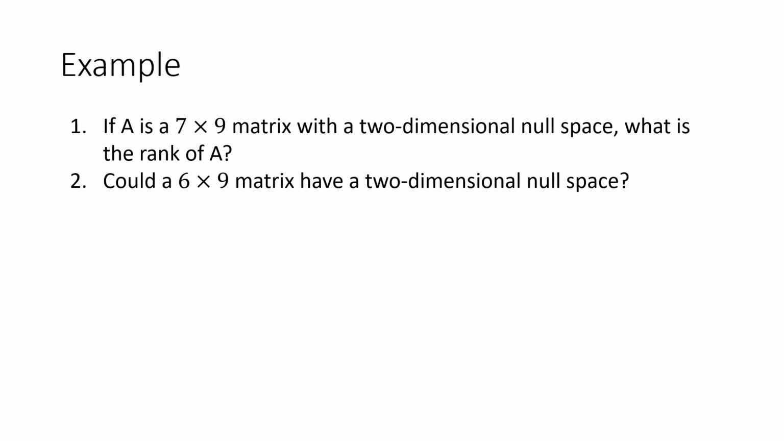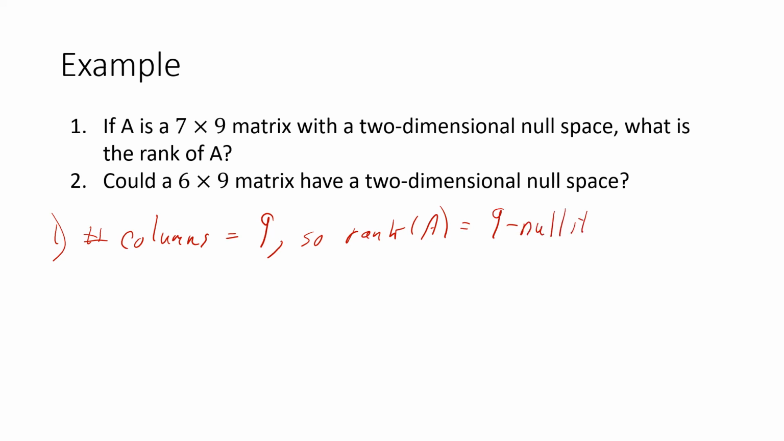So as just an example of using this. If we have a 7 by 9 matrix with a two-dimensional null space, what's the rank of A? Well, 7 by 9, the number of columns is equal to 9. So the rank of A is equal to 9 minus the nullity of A. We saw that the nullity is 2, so it's 9 minus 2, which is equal to 7. The rank of it is 7.